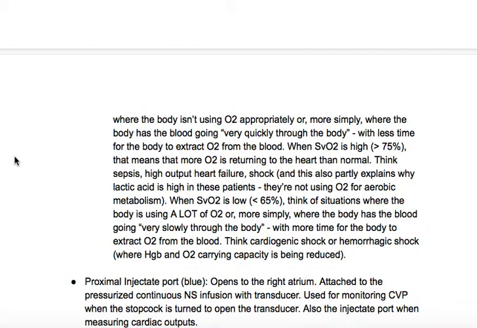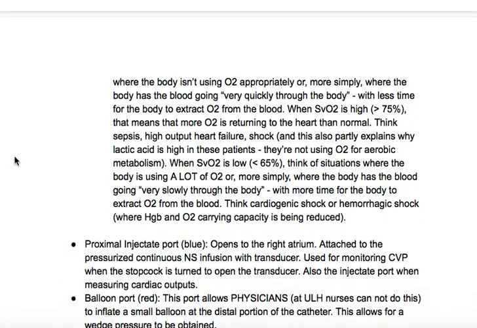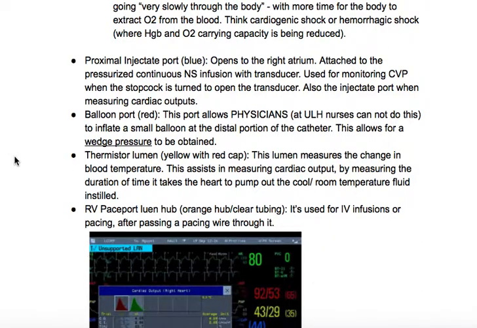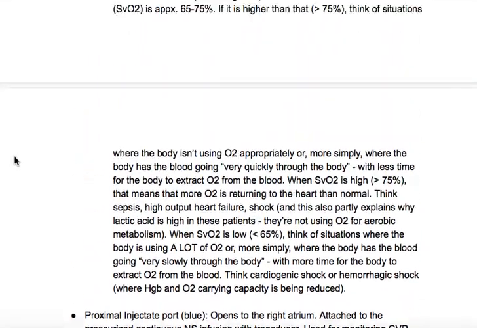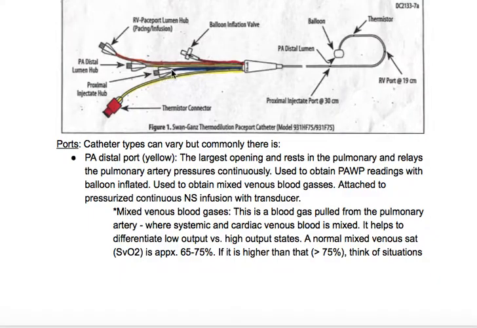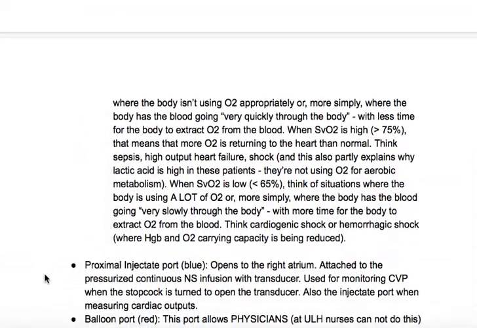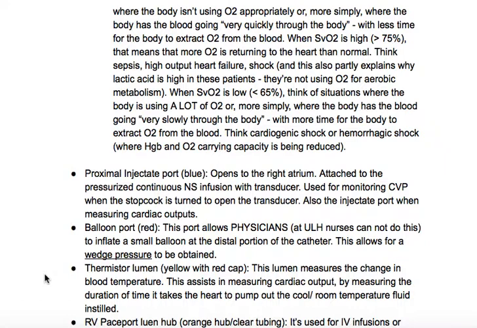So basically, this is kind of nice because your body has more time to try and extract the O2 from the blood. So this is going to be more instances of cardiogenic shock or hemorrhagic shock, where the hemoglobin and O2 carrying capacity is significantly reduced. So let's go back up to the picture here. We're going to look at the proximal or blue port, which you can see is right here. It's the shortest port. Like I said, that gives us a measurement of our CVP. So this opens to the right atrium, which is where our catheters usually sit when we are looking at our CVP.